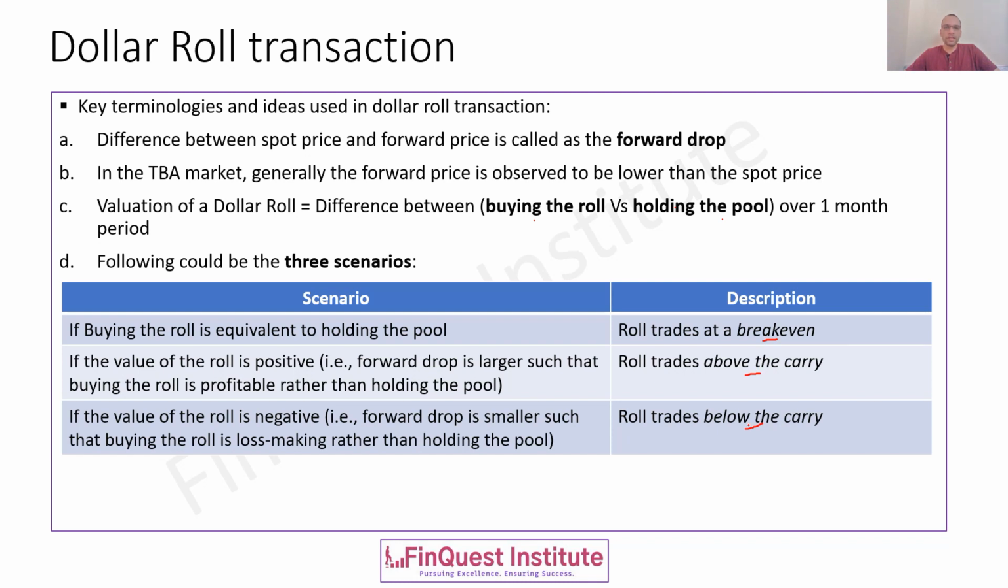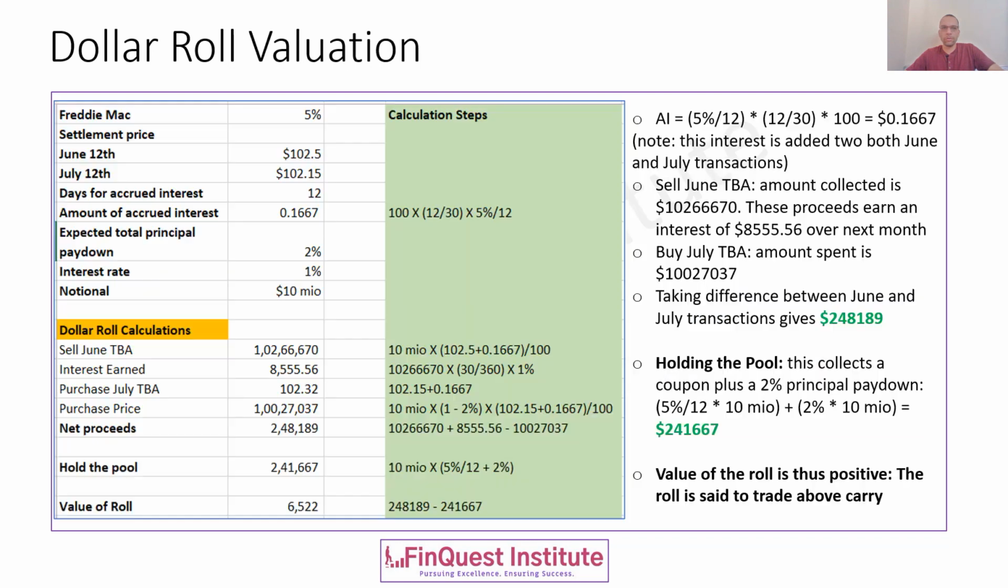Now we know what the transaction is. We have studied the basic terminologies required in this market. Now let's try to understand through a simple numerical example how you do a valuation for a dollar roll.